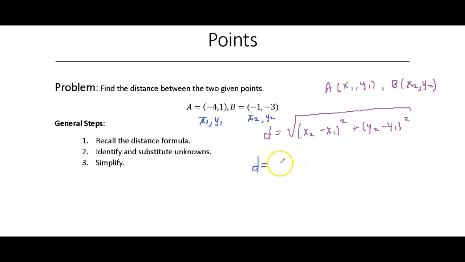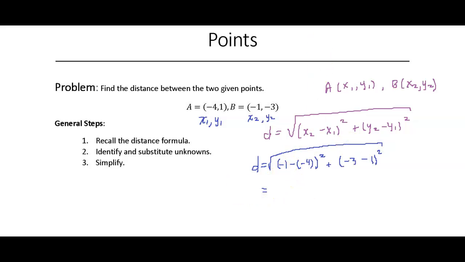D equals x2, which was -1, minus x1, which was -4. I'm going to make sure I put that in parentheses here. Remember, this is exactly what x1 is, -4. So we want to make sure we subtract -4. This is going to be squared plus y2, which is -3, minus y1, which is +1, squared. And then we will take the square root of this all.